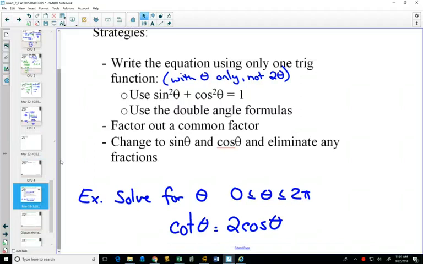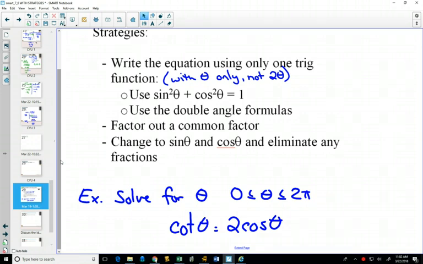So in this equation, it starts with cotangent theta on the left and cos theta on the right. As far as thinking about this, the first thing we're going to try to do is change all things to a single trig function. Unfortunately, you can't change cotangent to just cos, and you can't change cos to just cotangent. So that strategy is not going to work for us.